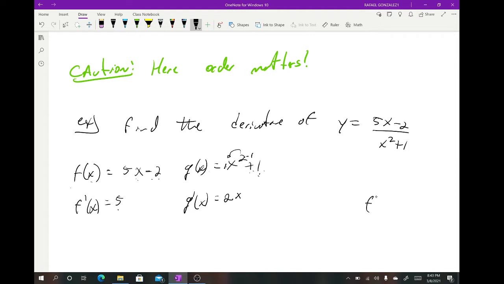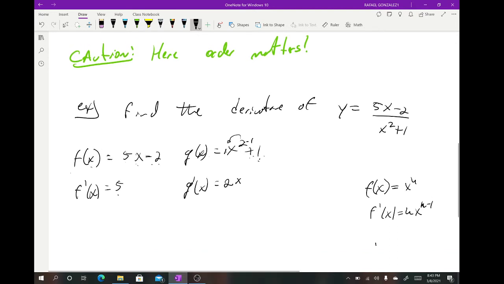So let me just remind you of the power rule. The power rule is, if you have the function f of x equals x to the n, then the derivative of that is just n times x to the n minus 1. And then if you have f of x equals c, where c is a constant, the derivative is 0. So these are facts from the previous lecture.